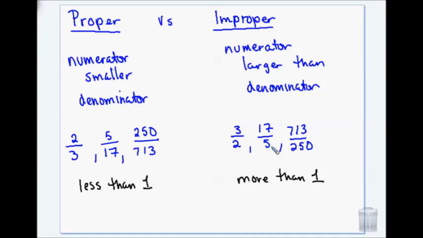Or here, division and remainders. There's 5 parts, but I have 17. So I have a couple of them. If I grouped them by 5s, I have a couple. These are all more than 1.